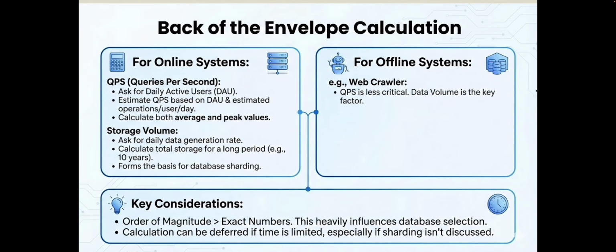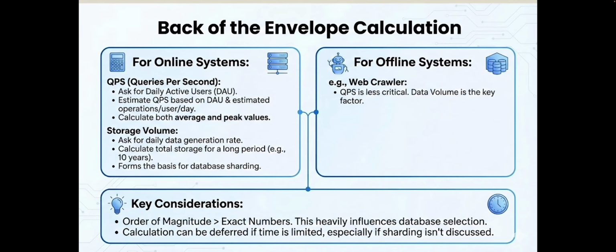To do the back of the envelope calculation, there are typically two types of systems, right? There are online systems and offline systems. For online systems, the ones where real users are interacting with, there are basically two things to estimate. The first is QPS. You ask the interviewer for the number of daily active users, estimate how many times each user performs a given operation per day, and then calculate the queries per second.